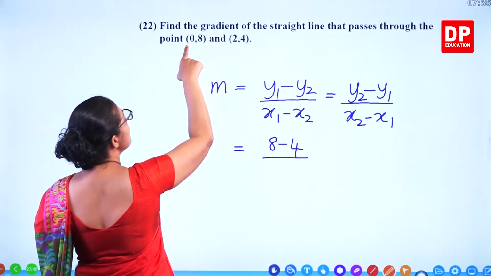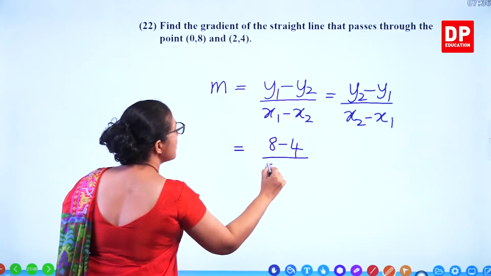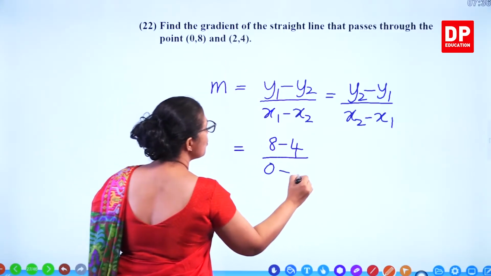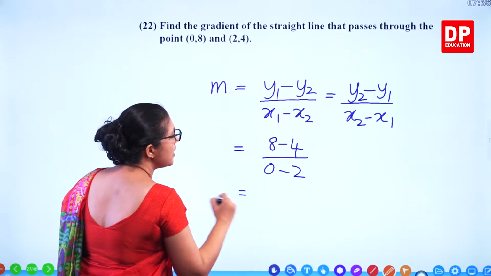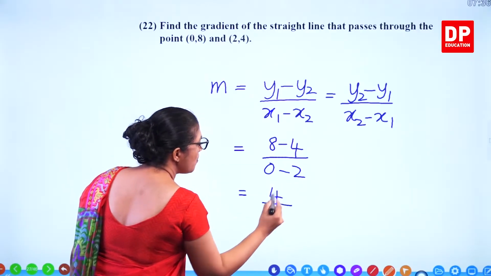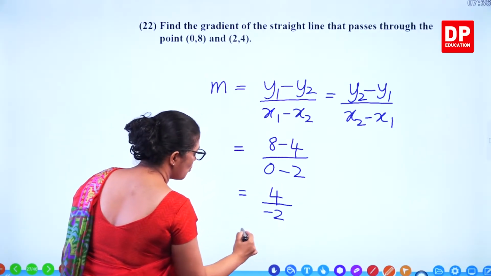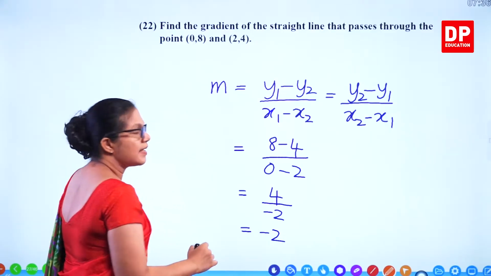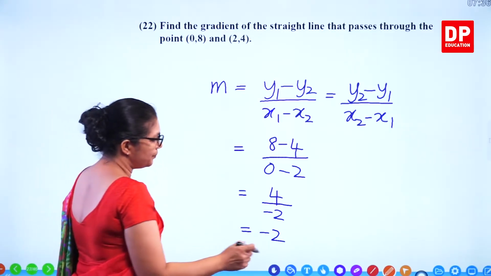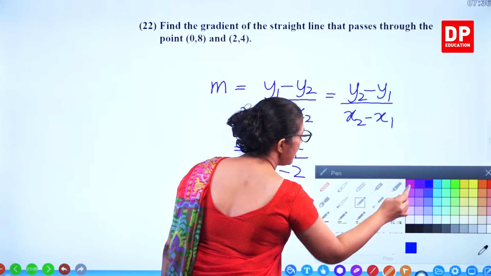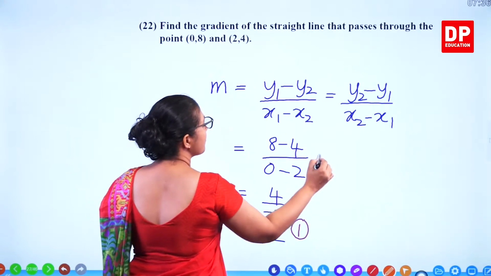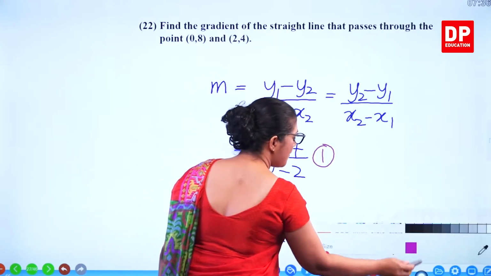Take the difference 8 minus 4. So you took this one first, which means you have to take this one first, 0 minus 2. 8 minus 4 is 4. 0 minus 2 becomes minus 2. So the answer is minus 2. So that's the gradient. Method mark and the answer.